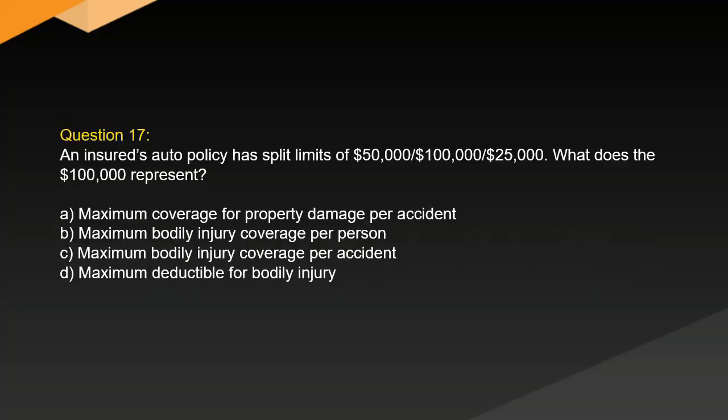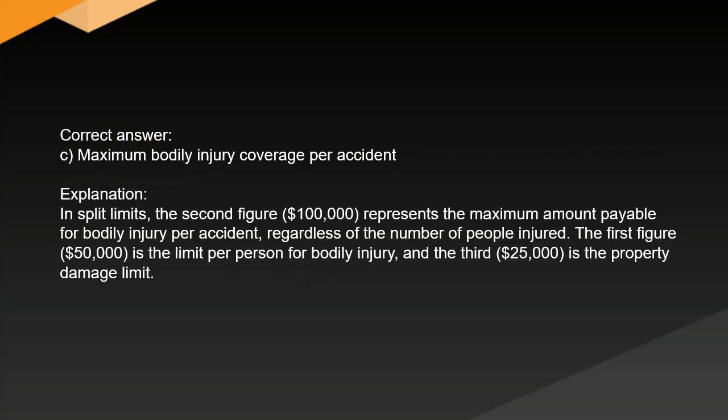Question 17. An insured's auto policy has split limits of $50,000, $100,000, $25,000. What does the $100,000 represent? A. Maximum coverage for property damage per accident. B. Maximum bodily injury coverage per person. C. Maximum bodily injury coverage per accident. D. Maximum deductible for bodily injury. Correct answer. C. Maximum bodily injury coverage per accident.